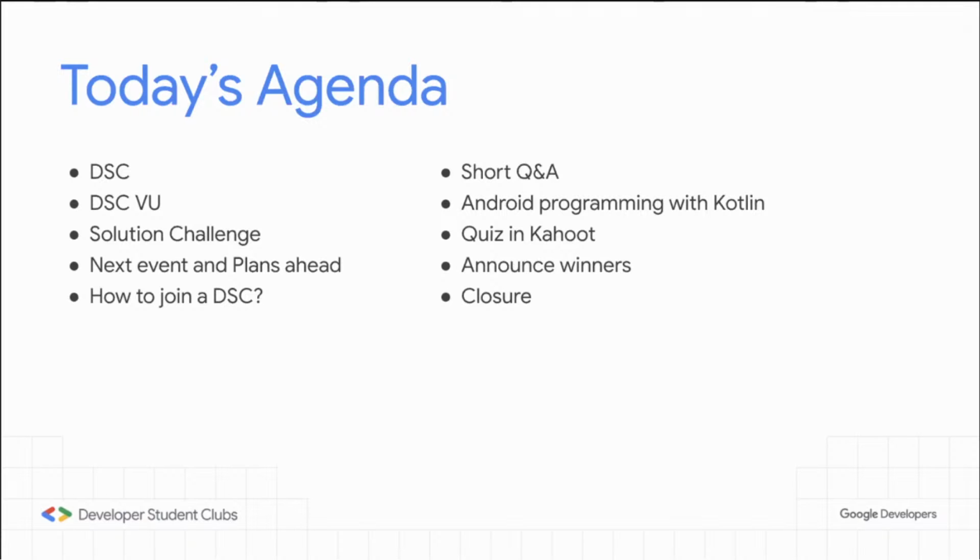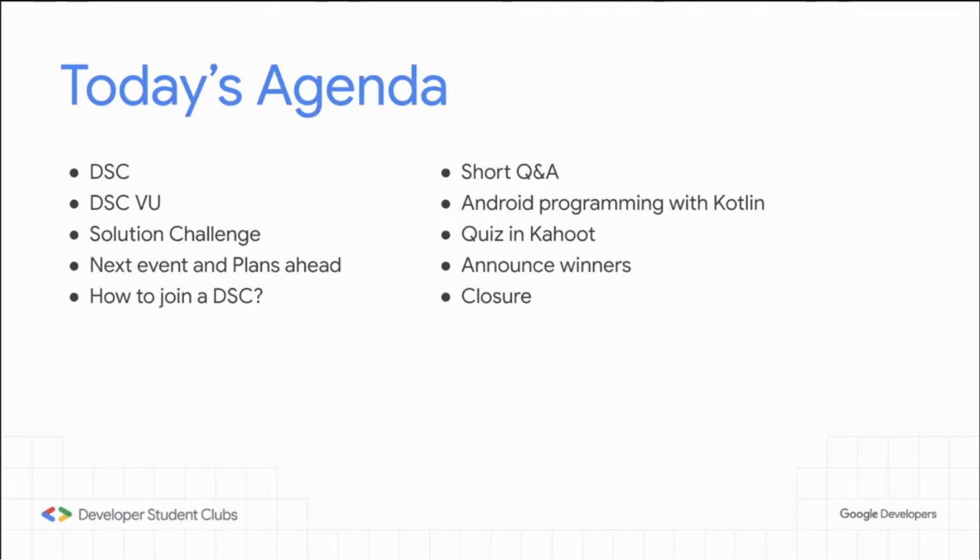Developer Student Clubs are basically university-based communities for students who are interested in Google technologies. So what are Google technologies? Here you can see these are all the Google technologies. We have the Android operating system. We have the Kotlin programming language that is used to develop Android apps. We have Flutter that is used to develop both Android and iOS applications. We have Firebase that is used for the backend, or if you want to store your data in the cloud, then Firebase is really helpful.